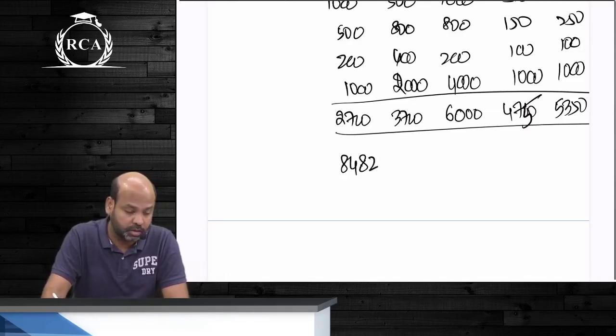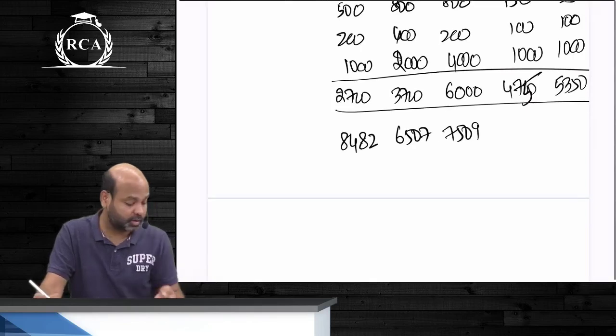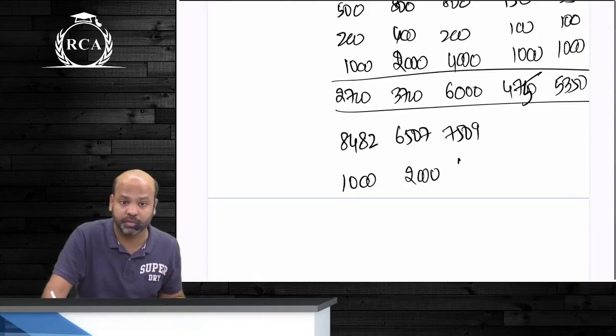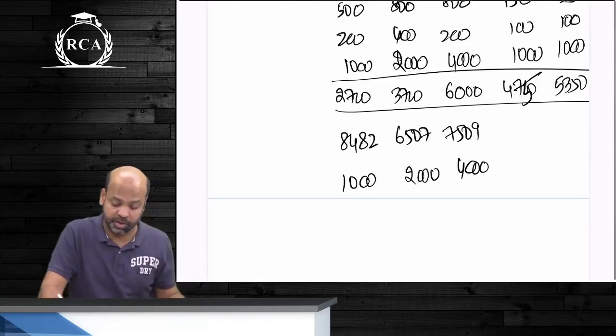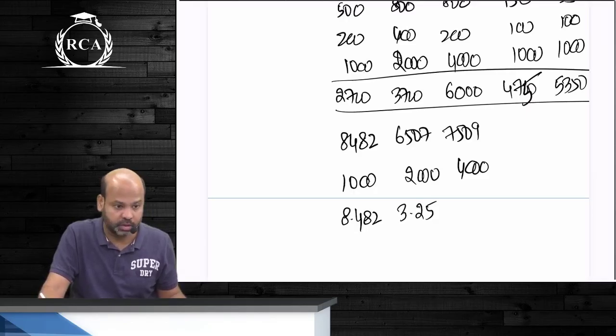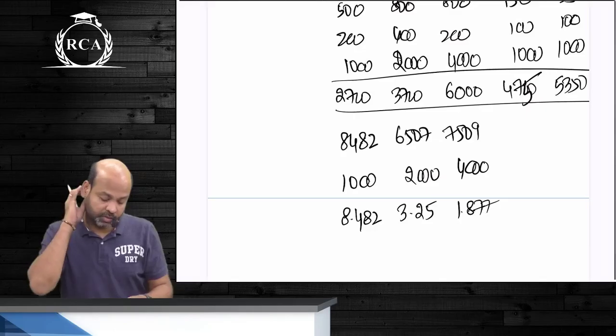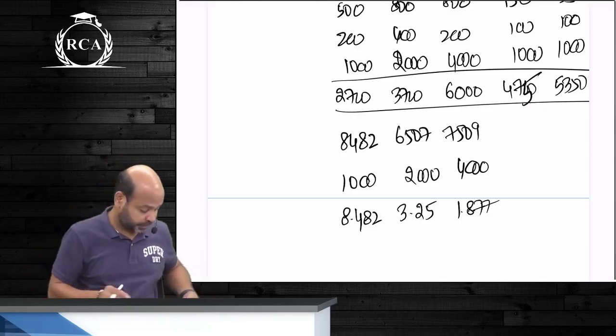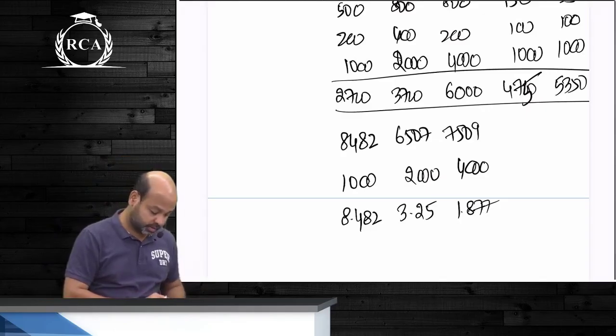8,482, 6,507, 7,509. One rupee here or there will not make any difference, guys. This you have to divide by the number of machine hours, which is 1,000, 2,000 and 4,000. You're going to get rate per machine hour, which will be 8.482. Next 3.25 and next 87. This will be the overhead rate per hour, guys. Are we all clear about this? Is the rate different?